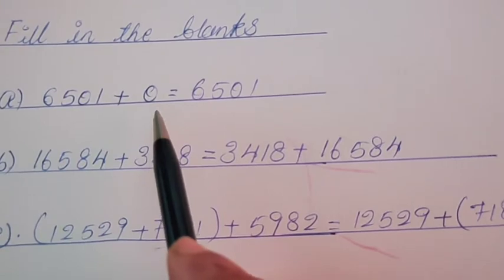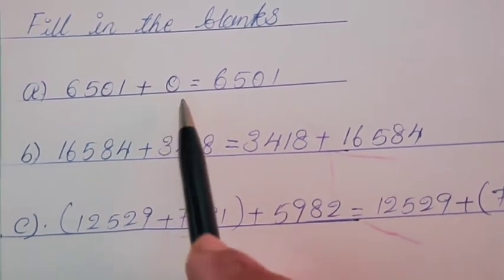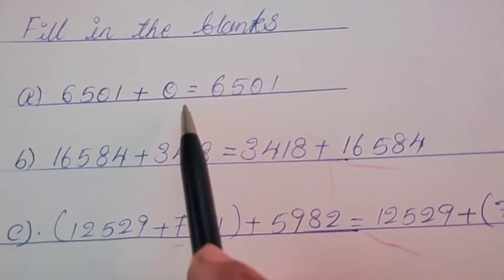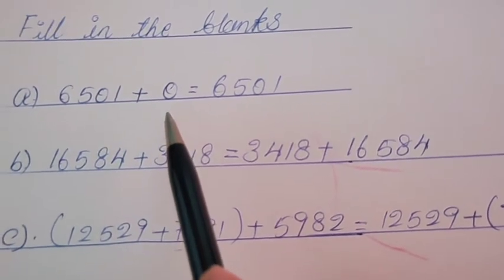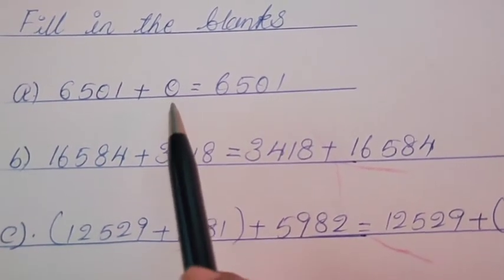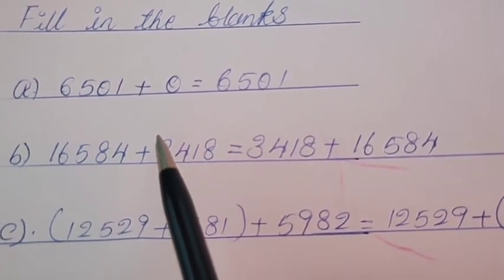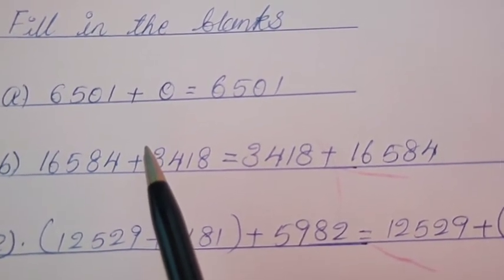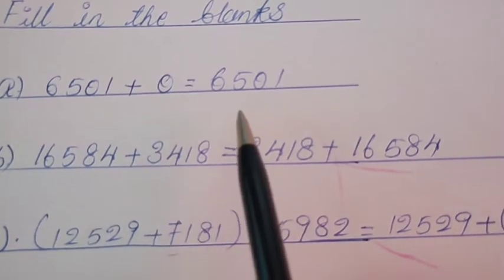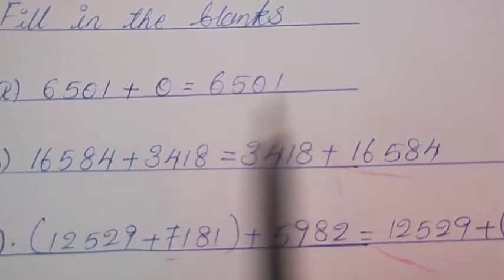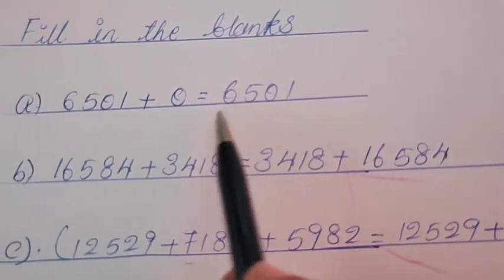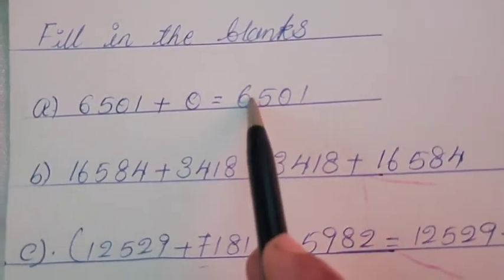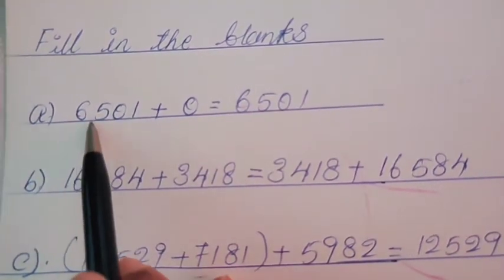6,501 plus 0. So which property do we have to use here? We have to use property number 3. What is property number 3? We learned 3 properties of addition right now, is it? The third property is if we add 0 to a number, the sum will be the number itself. See the answer. The answer is the number itself. This is property number 3.